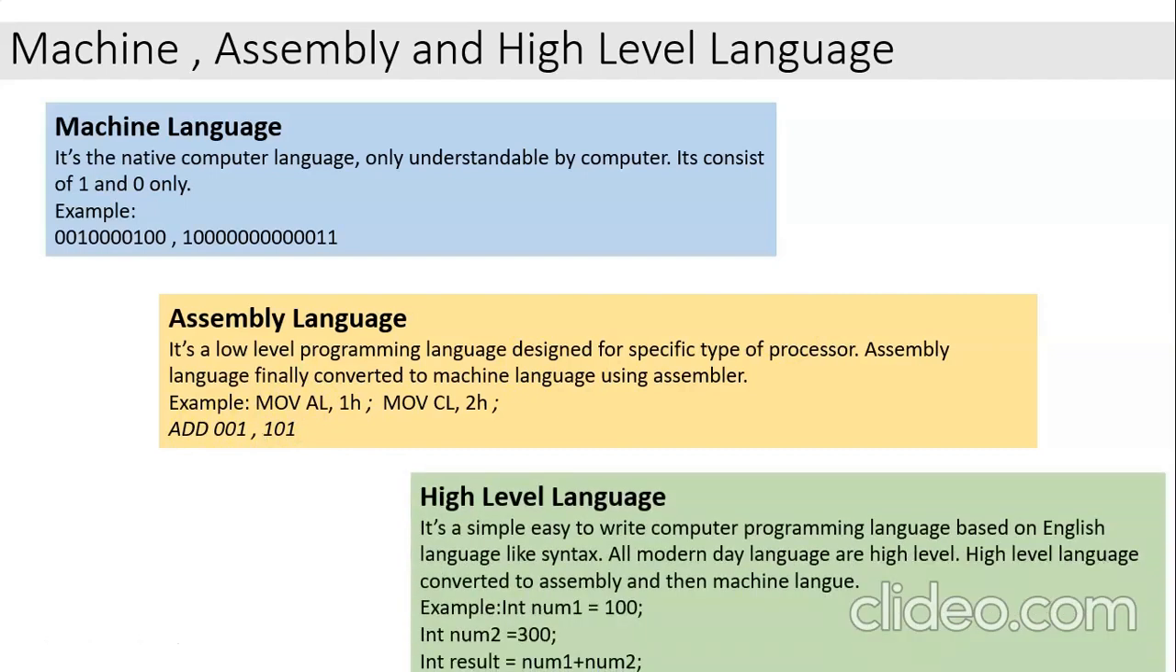And finally, the high-level language. A high-level language is today's world language. It's an easy-to-write computer programming language based on English syntax. All modern-day languages like C, C++, Java, Python are high-level languages. And a high-level language is also converted to assembly language, and eventually converted to machine language when it's executed on a computer. Here is a short example of how we can add two numbers. We have declared the two numbers and finally the result. This is the syntax of adding two numbers.